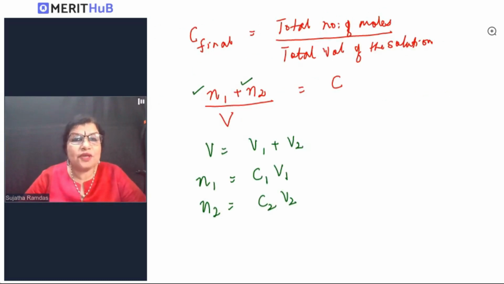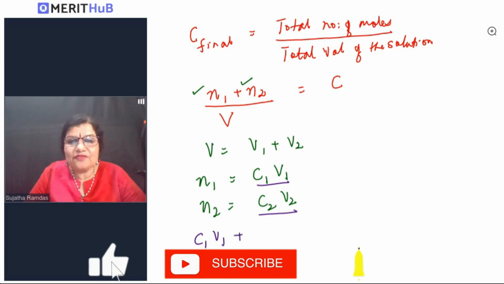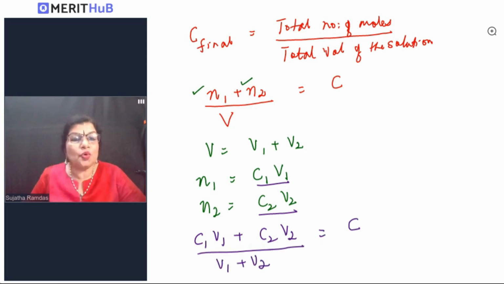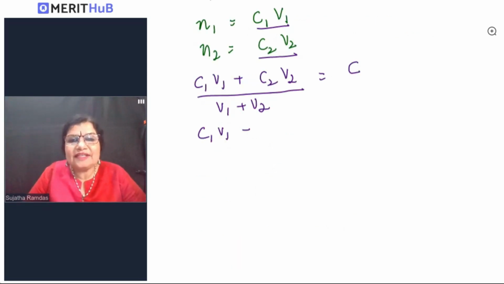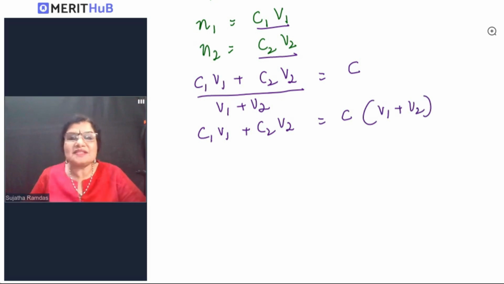Now we are going to substitute this data in the final formula. N1 plus N2, so C1V1 plus C2V2, divided by V1 plus V2, is equal to the final concentration. We can modify this further: C1V1 plus C2V2 is equal to C into V1 plus V2.